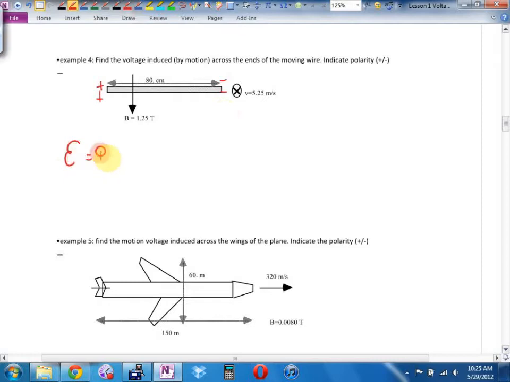The EMF is going to be BLV. It's going to be 1.25, 0.8, 5.25. All of you get your calculators out, so you're participating along with me, and ask yourself or calculate what the voltage is. How many volts?